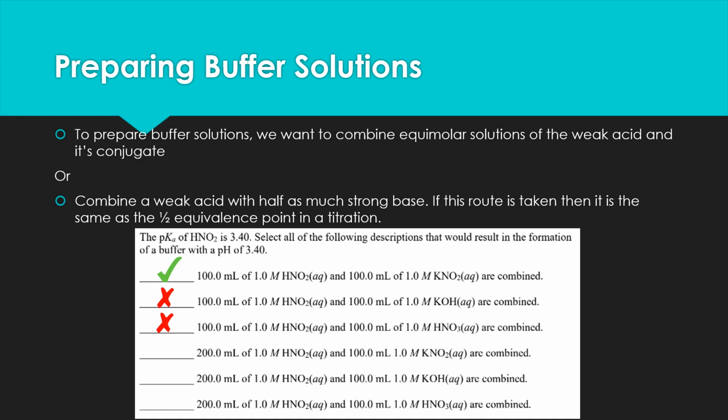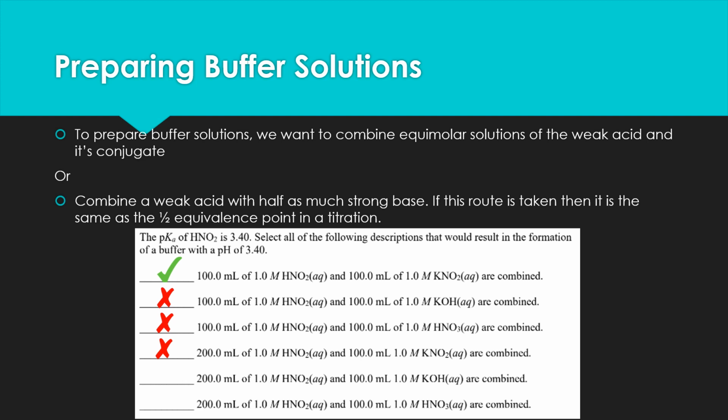All right, now we're upping our volume of our HNO2. So we've got 200 milliliters of 1 molar HNO2, and then 100 milliliters, so half as much, of the 1 molar KNO2. Well, KNO2 is that conjugate base. We've got that NO2 in common there, but we don't have equal molar, so that one won't work.